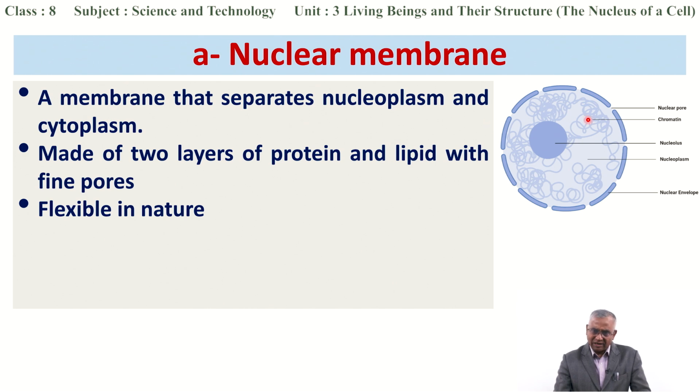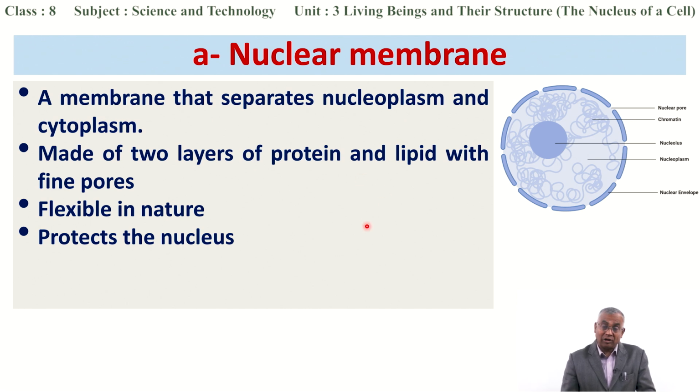Okay. It is flexible in nature. It can enlarge, it can contract. So this flexibility is found in it, and it protects the nucleus. In fact, it is itself a part of the nucleus, but the other components of the nucleus are protected by it. There are chromatin, then nucleolus, cytoplasm, all these things are protected by it. Not only that, it allows required substances to pass inside the nucleus and to pass outside the nucleus. So that control is also done by it.